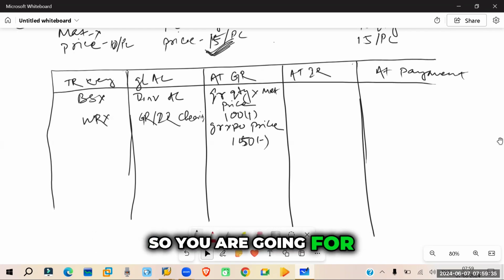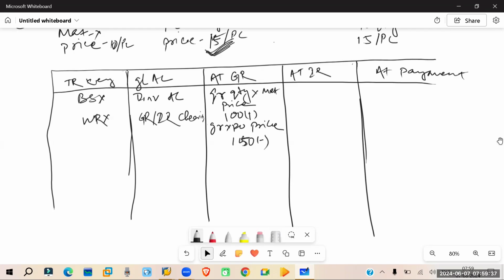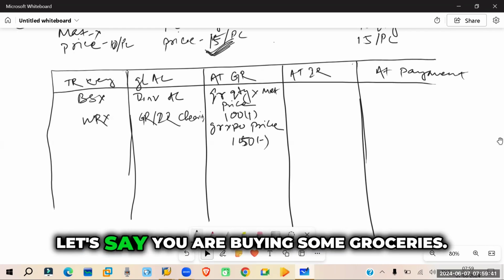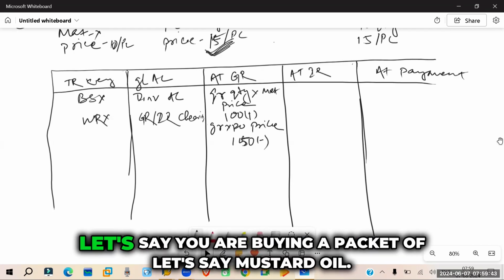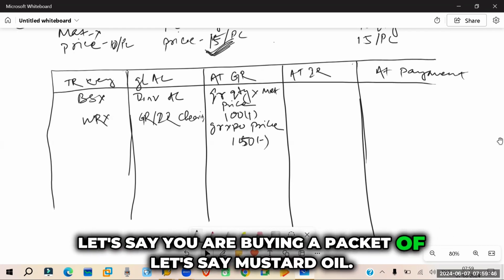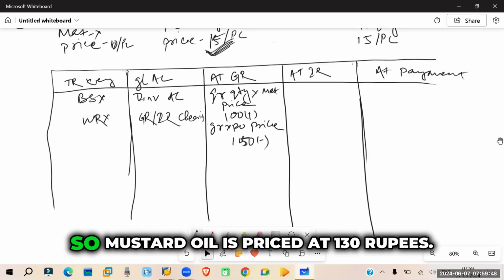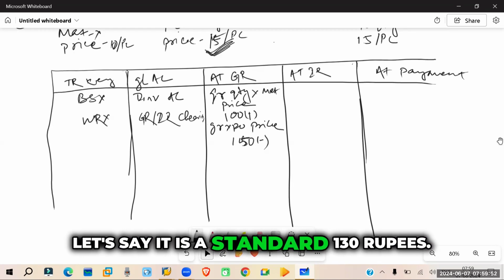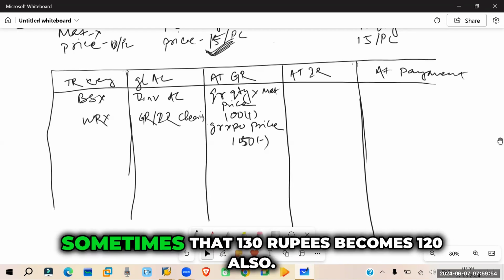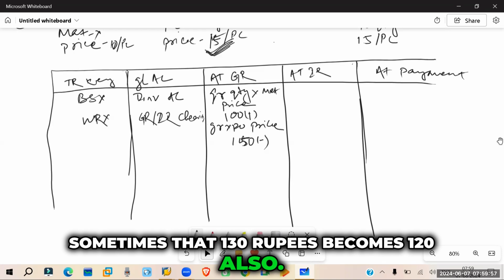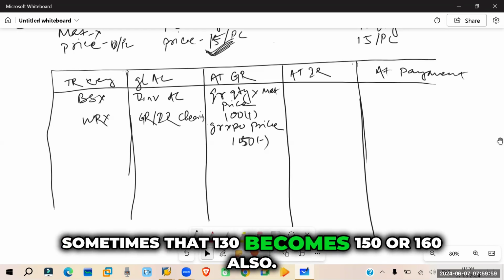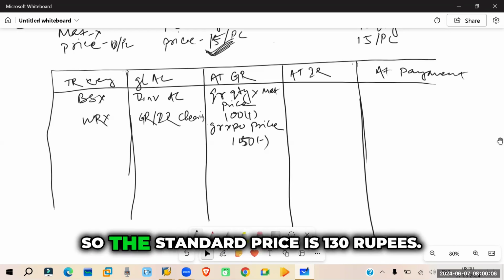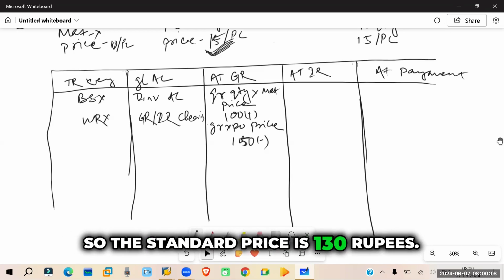So you are going for marketing, and at that point of time, let's say you are buying some groceries. Let's say you are buying a packet of mustard oil. The mustard oil is priced at 130 rupees. Let's say it is a standard 130 rupees. Sometimes that 130 rupees becomes 120 also. Sometimes that 130 becomes 150 or 160 also. Right? Able to understand? Yes, sir. Okay. So the standard price is 130 rupees.